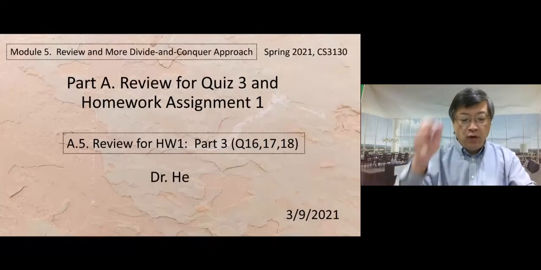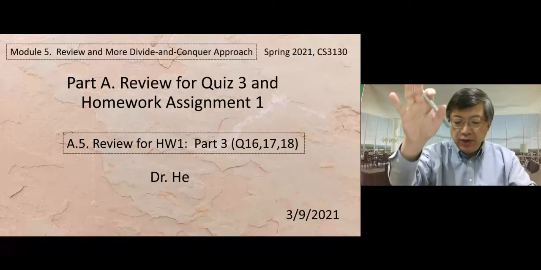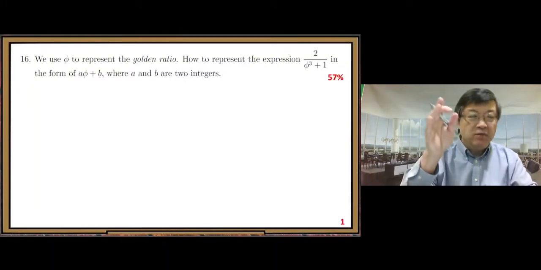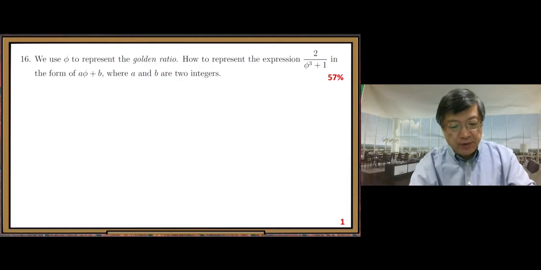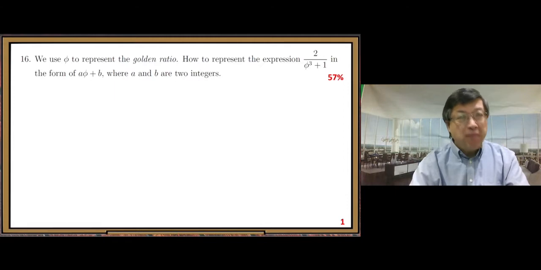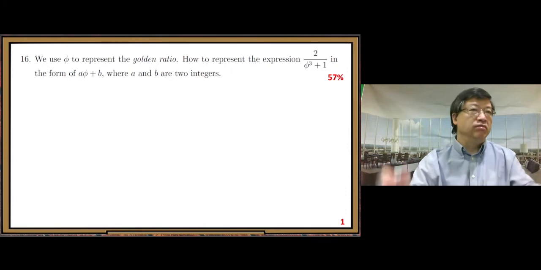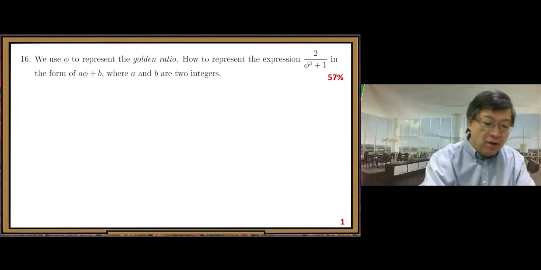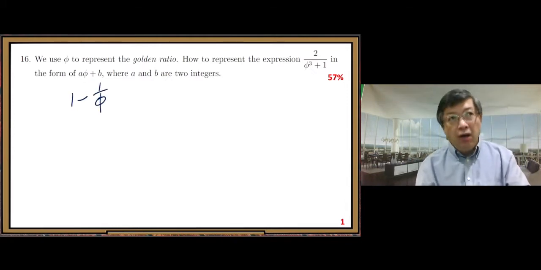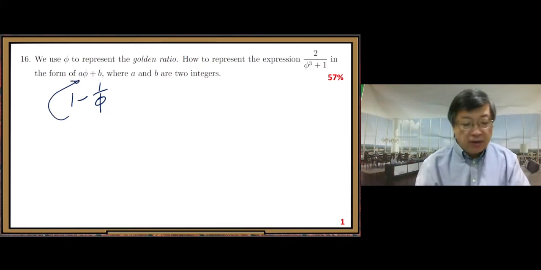Review for homework 1, part 3, three questions: number 16, number 17, and number 18. Number 16, 57% of you missed it. I found many of you very close to the final answer, but just the last step got it wrong. Many of you gave me 1 over phi, but still not quite there yet. You need one more step to make it, right?